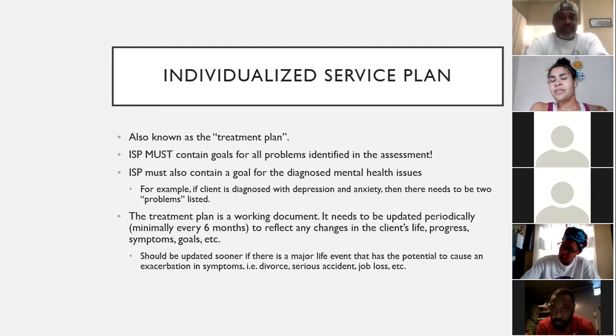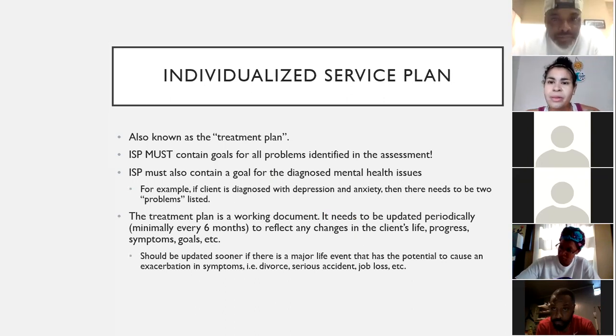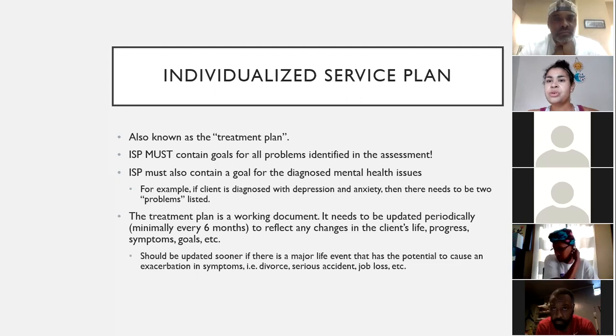So from that, you've got the individualized service plan or treatment plan. Your treatment plan has to have goals for all of the problems that are identified in the mental health assessment. And it needs to contain a goal for all of the diagnosed mental health issues that the assessor has found. So if a client has been diagnosed with depression and anxiety, you're going to have two goals that you'll be working on in the treatment plan. That's how iKnote sets that up. And again, it'll make a little bit more sense when we actually look at a treatment plan.